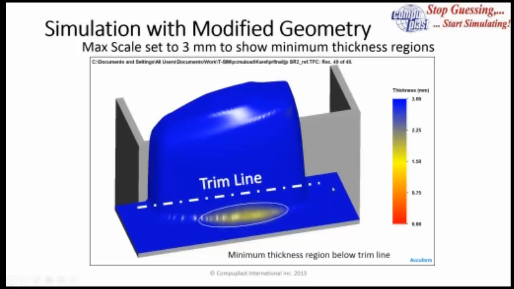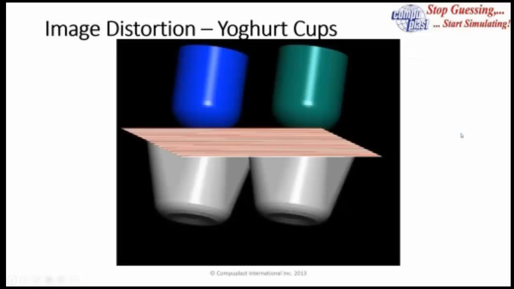However, our trim line is well above that region, and as a result, we're not concerned about this because all this gets cut off and then recycled away. So our part starts from here and up, and we can clearly see that everything is above the minimum critical thickness, so we'll have a successful forming.